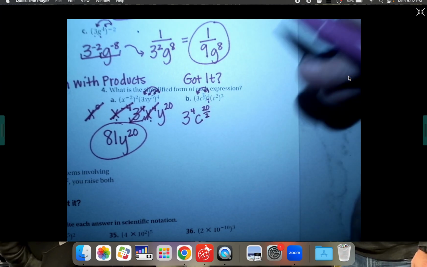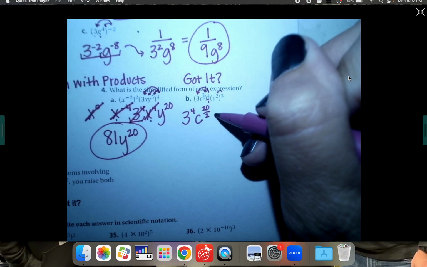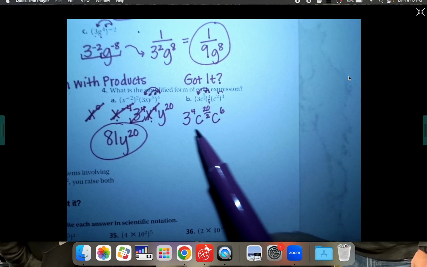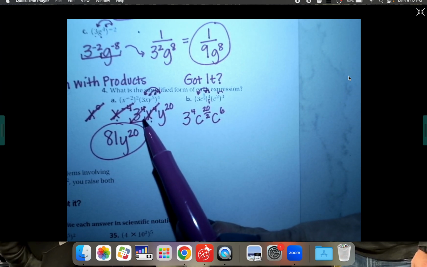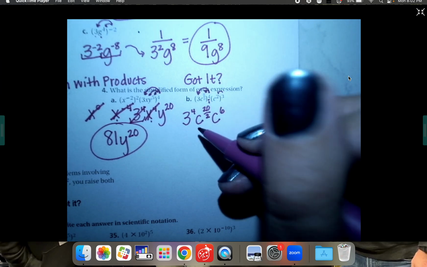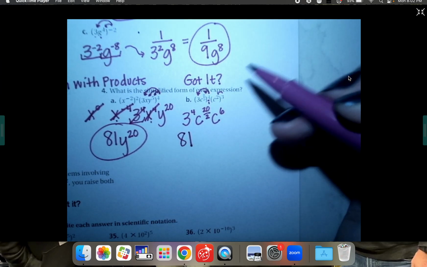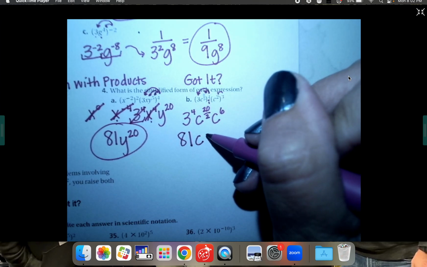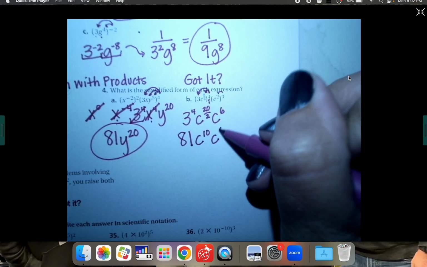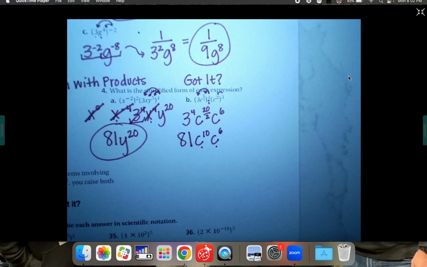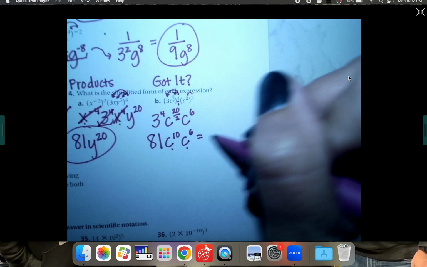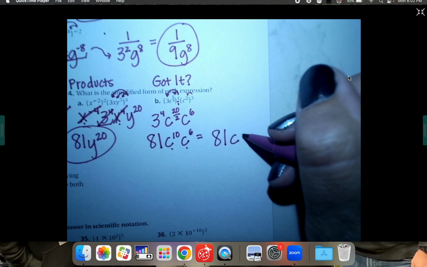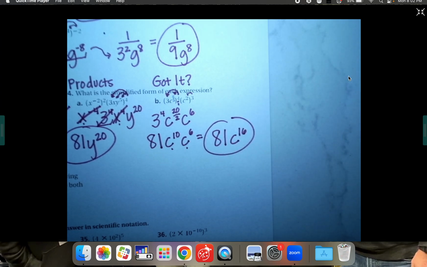And go ahead and distribute this. These get multiplied. So c to the 2 times 3, 6. Okay. 3 to the 4th power, didn't we just do that? Yeah, 3 to the 4th power was 81. So we've got 81. c to the 20 divided by 2 is 10. And then we've got a c to the 6th. These are like bases, so we can add their exponents. So our final answer is 81 c to the 10 plus 6, which is 16.